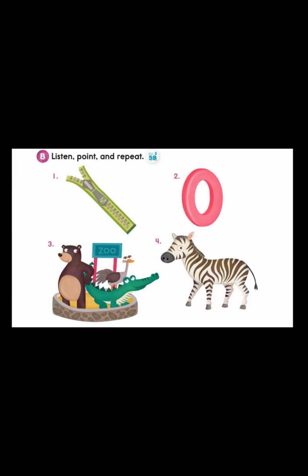Page 80. B. Listen, point, and repeat. 1. Zipper. 2. Zero. 3. Zoo. 4. Zebra.